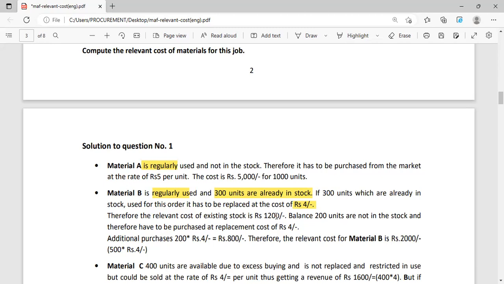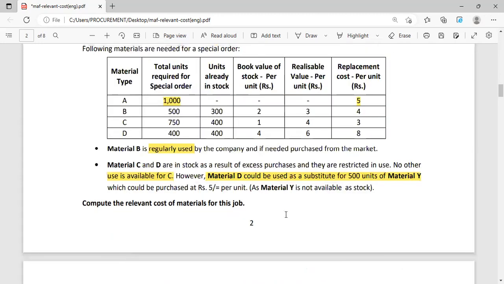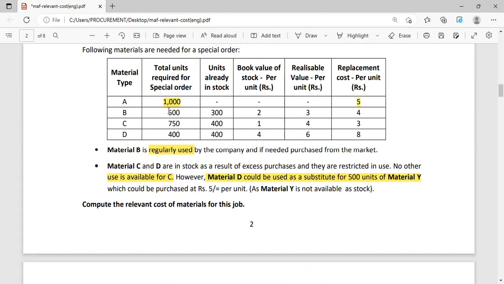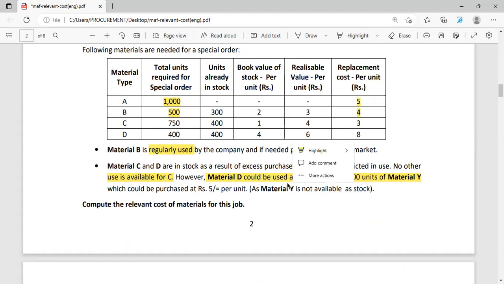If I'm not mistaken, that will be 1,002. So 1,002 plus that 800 will be giving us 2,000 for the relevant cost for that material B. We can as well say the replacement cost, which is 4 naira, multiplied by the total material they will be using, which is this 500, because they will need to replace that particular one they use.